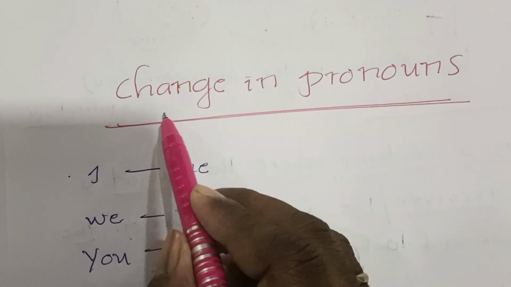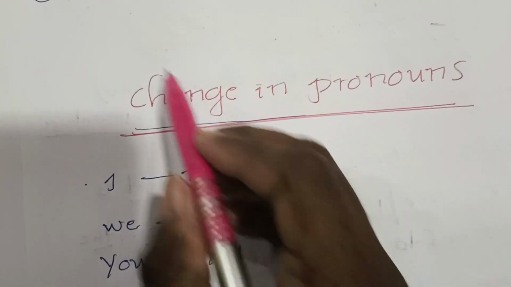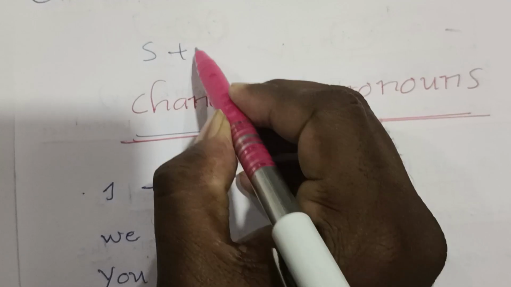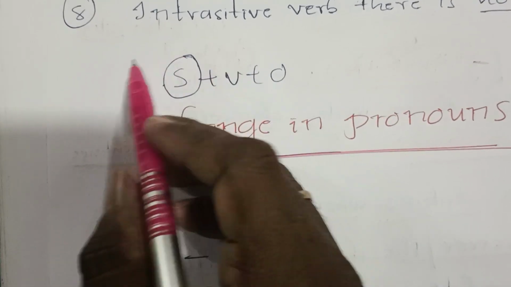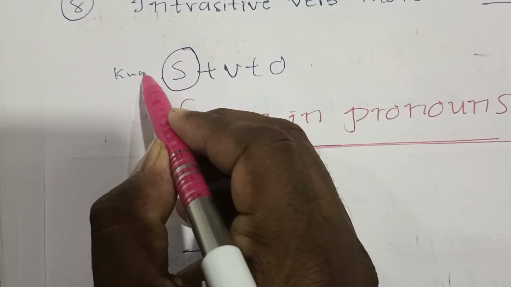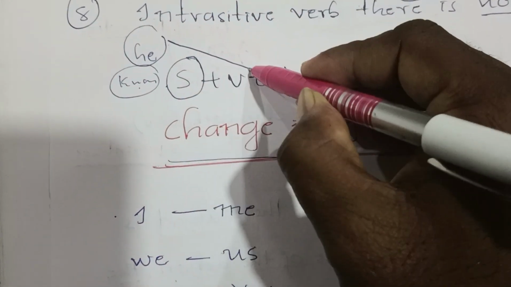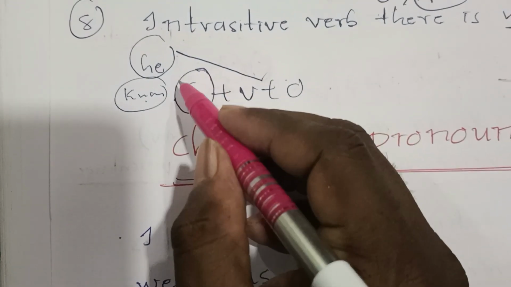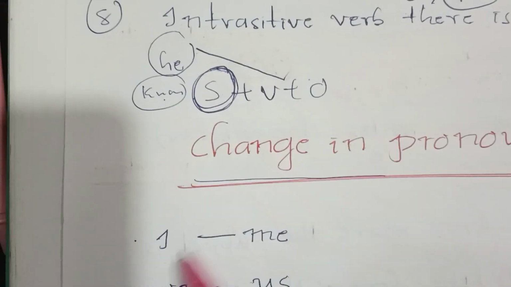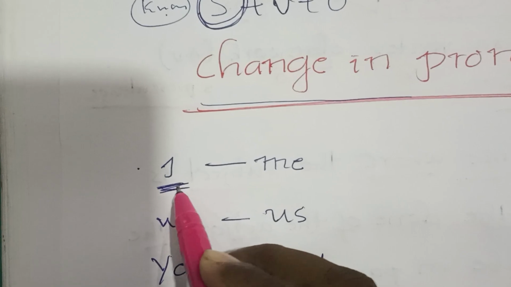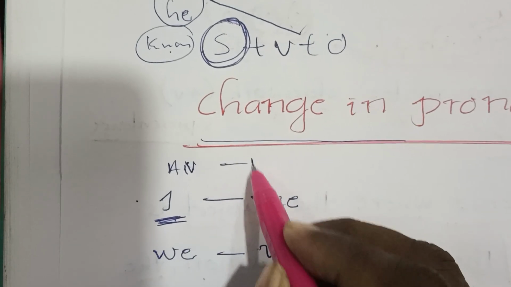And one more thing is the change in pronouns. So we will use subject, verb, object, na? In place of the subject, if any name like Kiran is there, for example Kiran, it is he, so he will change into him. Okay, these are the pronouns. For example, in place of the subject, if I is there, I changes into me in AV to PV.